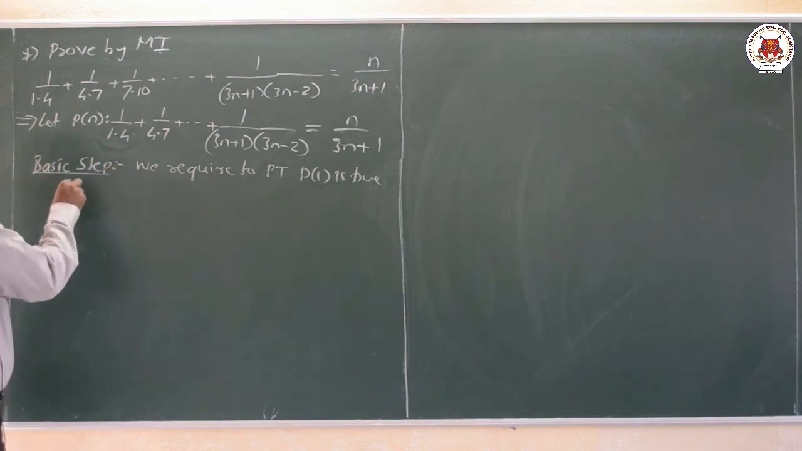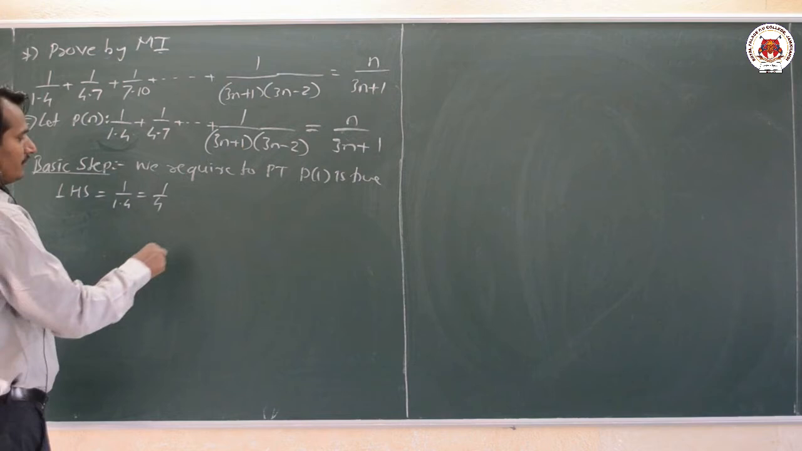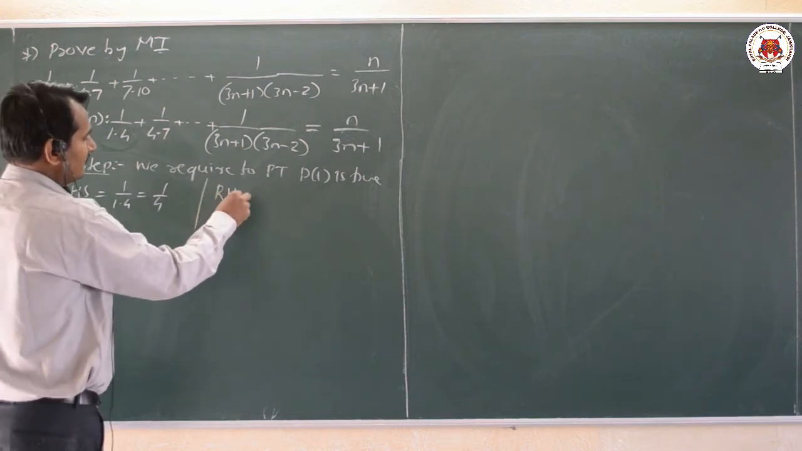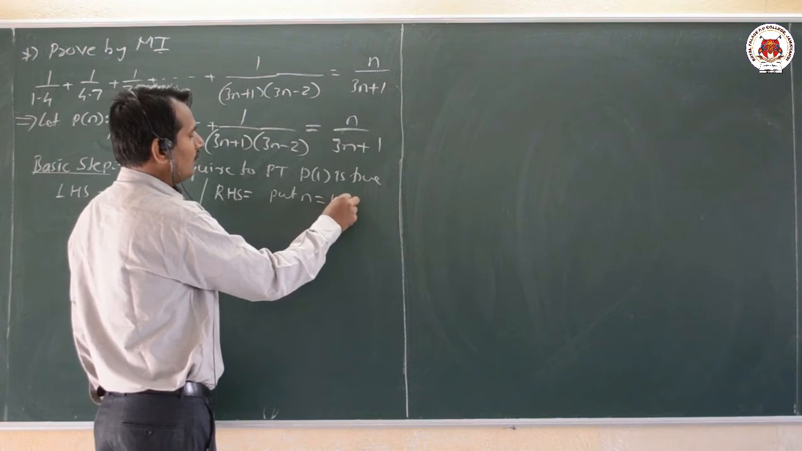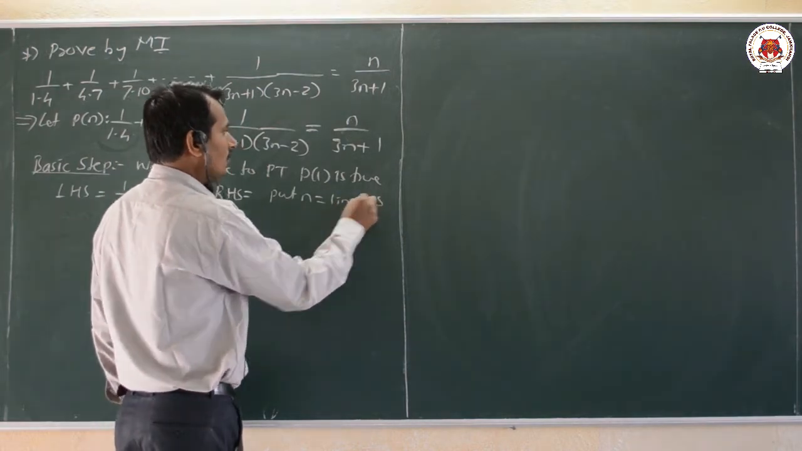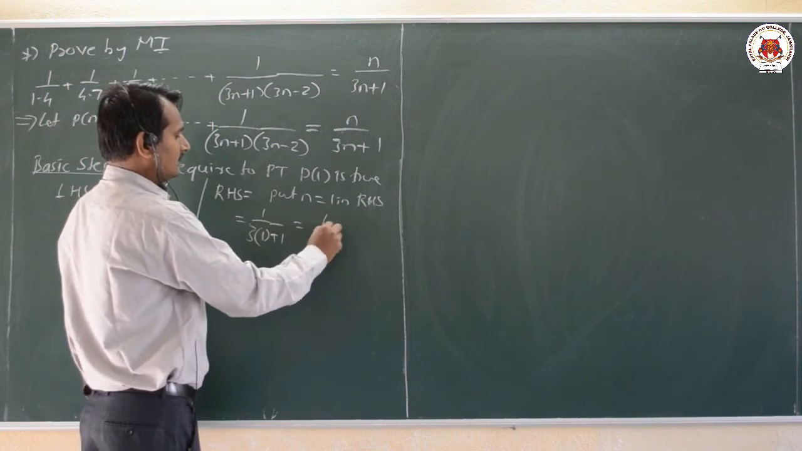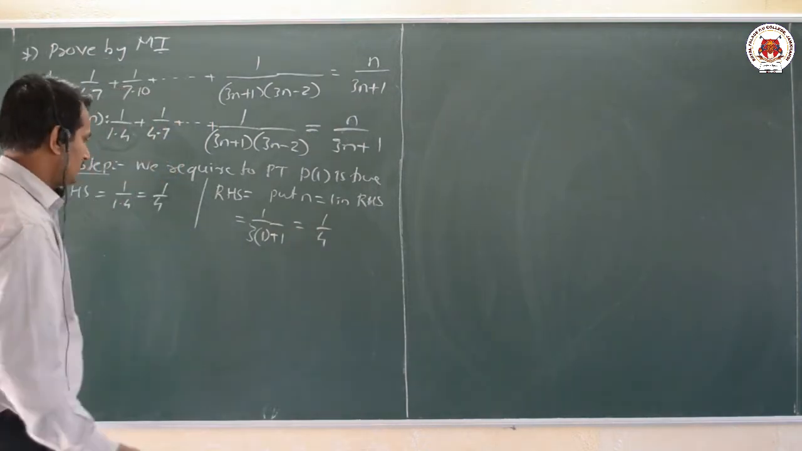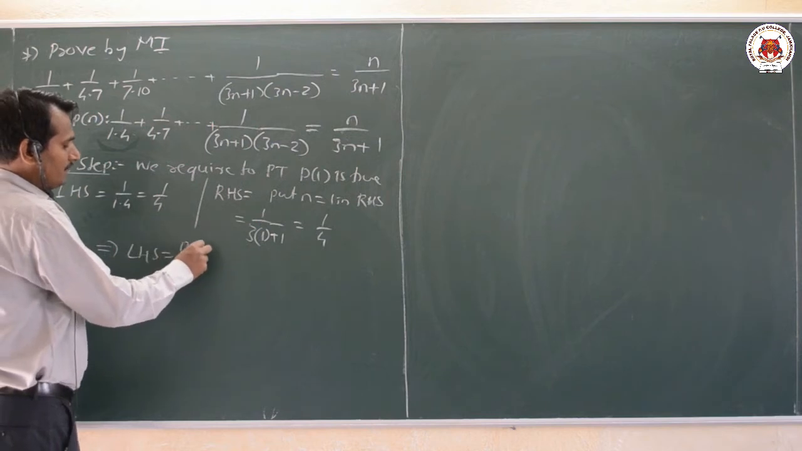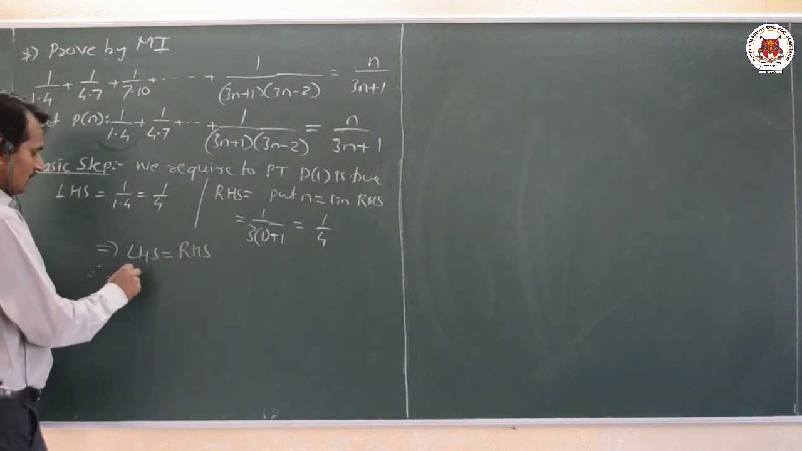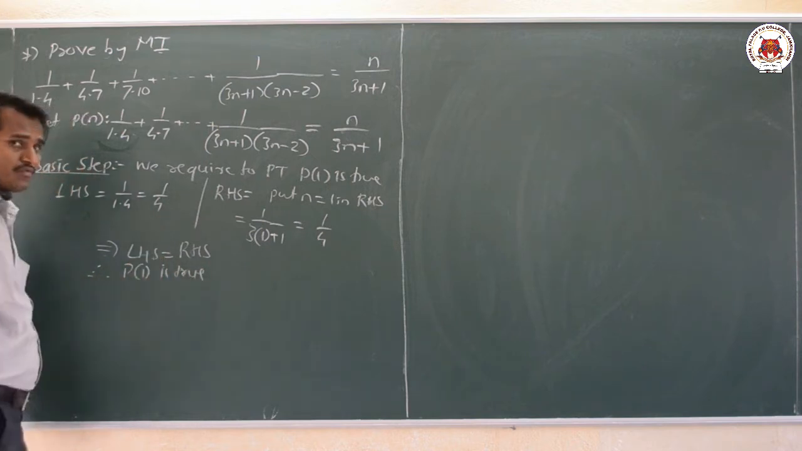So that is nothing but LHS, which is equal to 1 into 4, which is equal to 1 by 4. Similarly, for RHS, put n equal to 1. What we get is 1 divided by 3 into 1 plus 1, that is nothing but 1 divided by 4. So dear students, that implies LHS equals RHS. Therefore P of 1 is true. Okay dear students, P of 1 is true here.